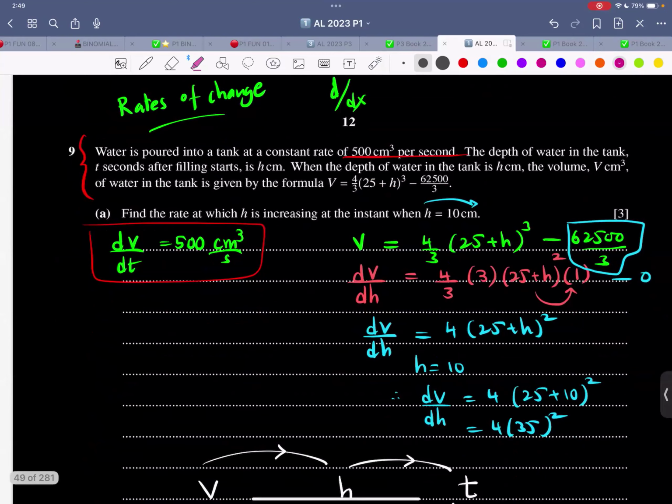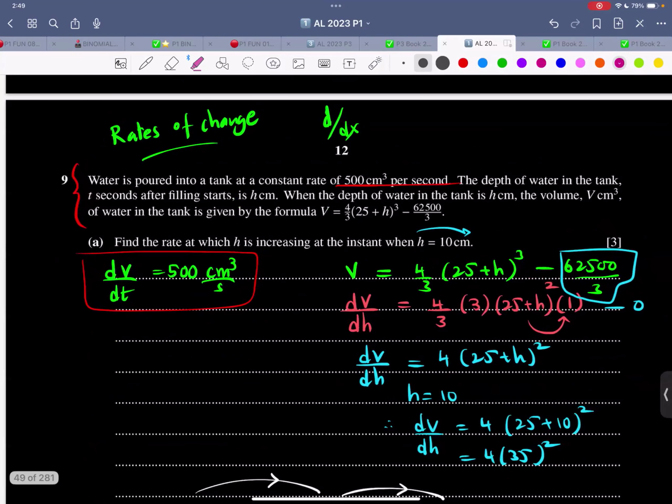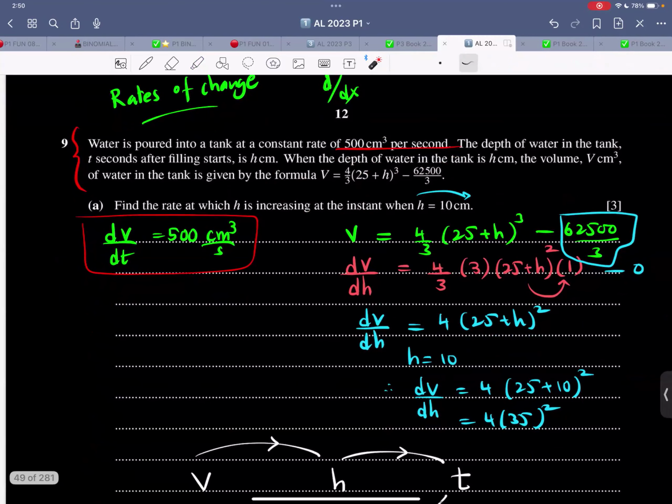Now I'm just using this particular PDF to read it out. Now the question says, water is poured into a tank at a constant rate of 500 cubic centimeters per second. The depth of water in the tank t seconds after filling starts is h. When the depth of water in the tank is h, the volume V of water is given by the formula such and such. Find the rate at which h is increasing at this instant.